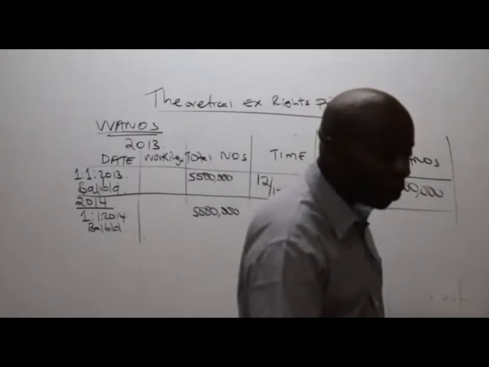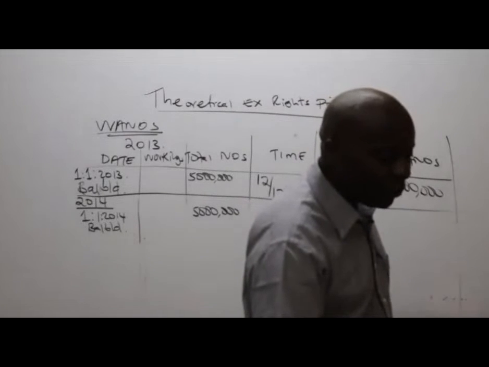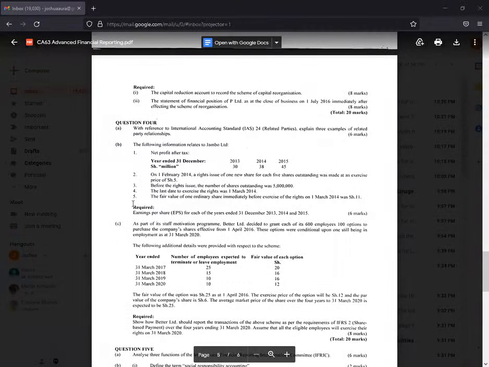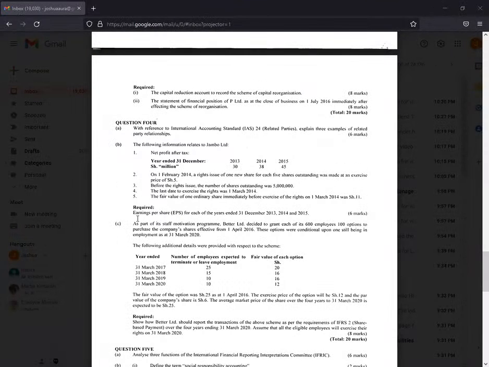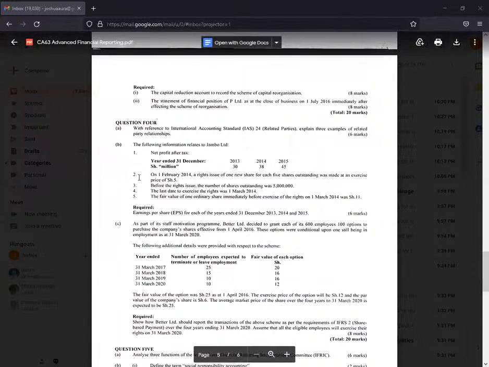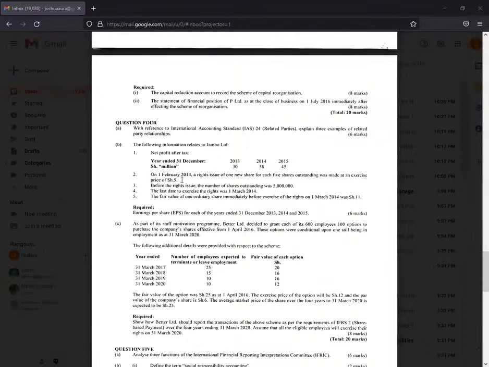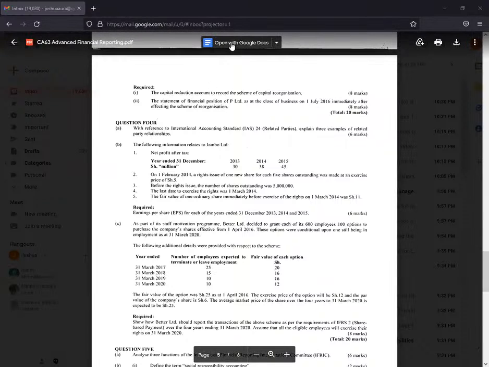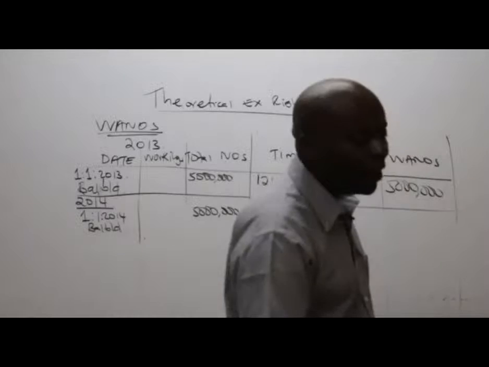2014 kuna mambo ilifanyika. Ukiona vizuri hapa 2014, which date is this? On 1st February 2014, a rights issue of 1 new share for each 5 shares outstanding was made at an exercise price of how much here, somebody? 5. So there was a new issuance of shares which will be affecting our one-offs.